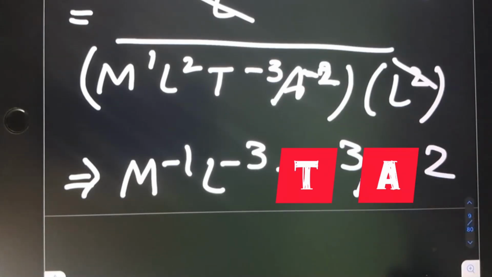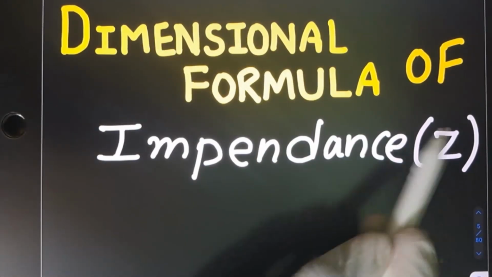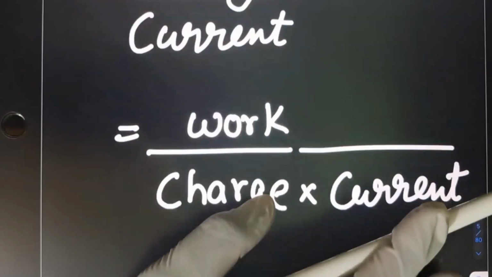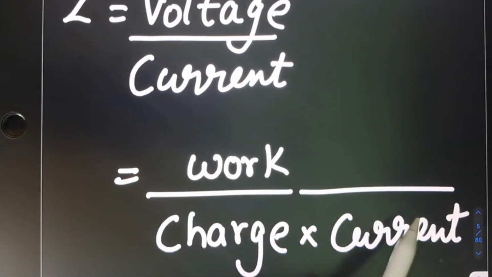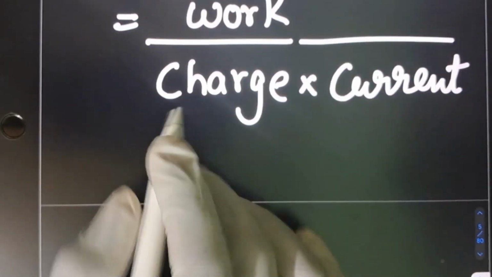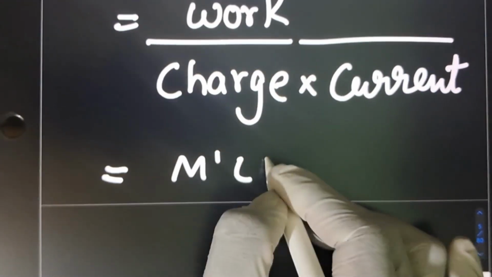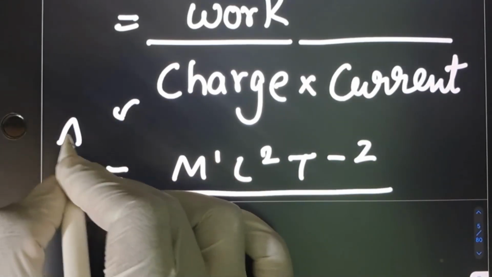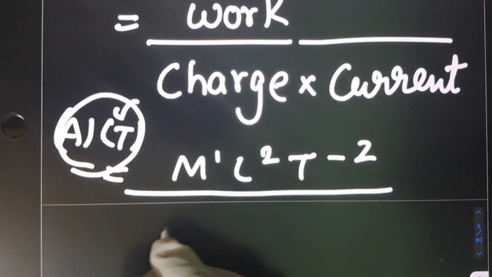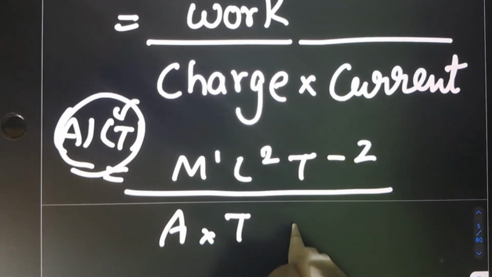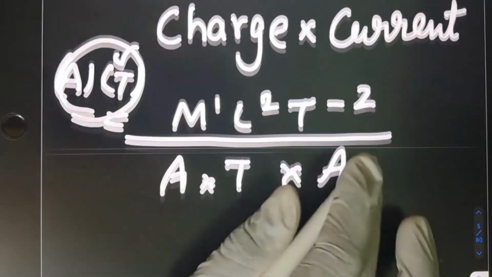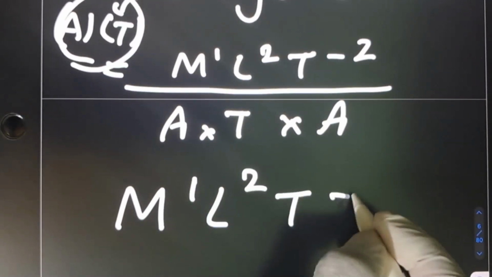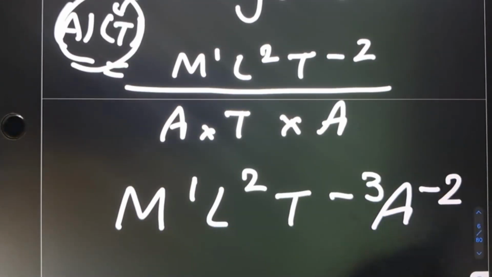A power plus 2. To find the dimensional formula of impedance denoted by the letter Z, we know that Z is equal to voltage by current. Voltage is equal to work by charge. So work by charge into current. The dimensional formula of work is M power 1, L power 2, T power minus 2, where charge is known by current into time, A into T, current A into time T. So A into T and again here current, it means A. We get M power 1, L power 2, T power minus 3, A power minus 2. This is the dimensional formula.